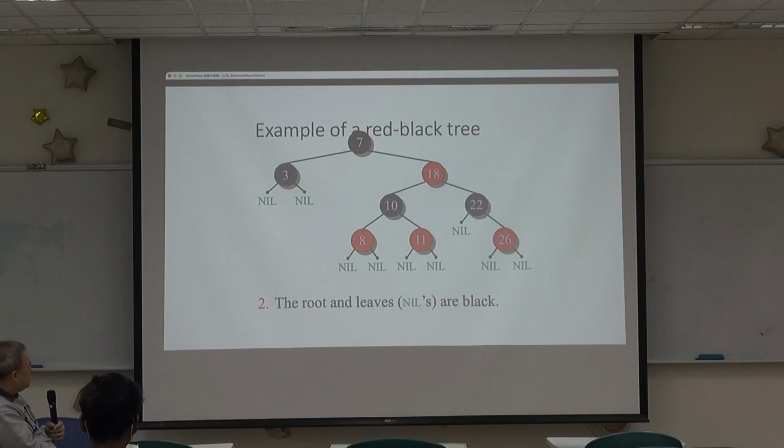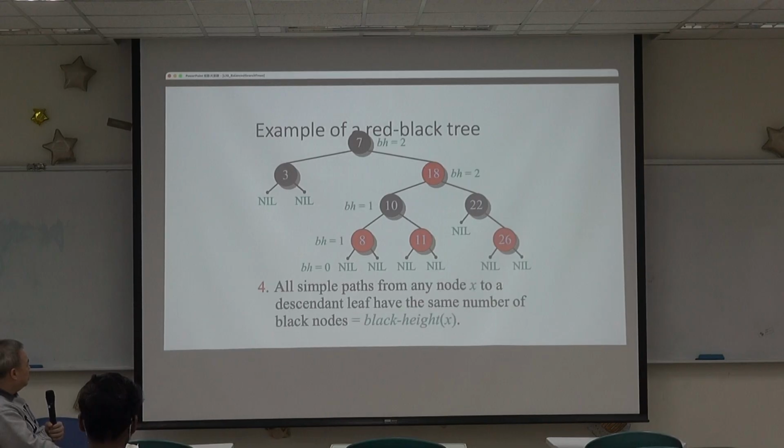And the third one, if a node is red, its parent must be black. If the node is red, its parent is black. So you can see every red node, its parent node is black, right? So this property is also satisfied. The last one, the black height: all simple paths from any node X to a distant leaf have the same number of black nodes.